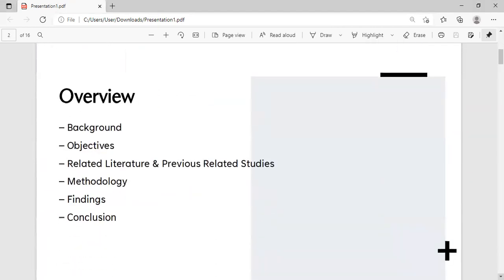Prior to starting my presentation, I am going to give you a brief overview. It begins, obviously, with background and objectives, followed by related literature and previous related studies. The fourth one is methodology, followed by findings, and the last is conclusion.